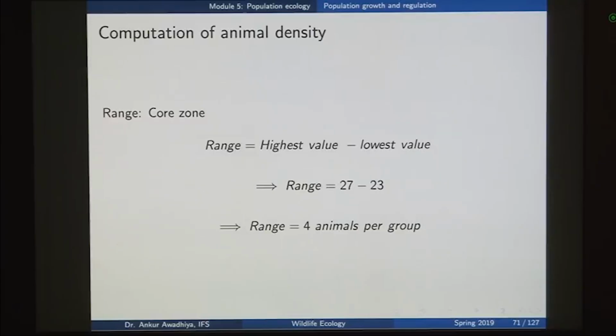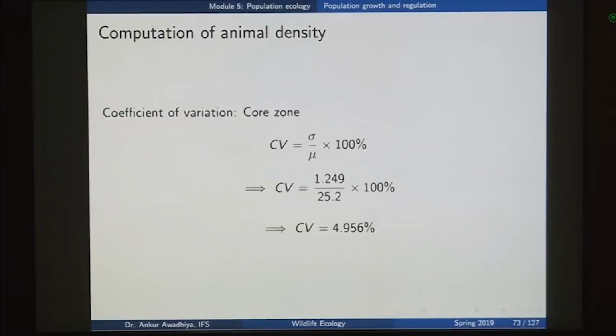Whereas, in the case of the buffer zone groups, the largest size group had 40 animals, the lowest size group had 3 animals. So, here the range is very large. So, you have 37 animals in the range. So, this is also telling us the amount of heterogeneity that is there in the buffer groups.